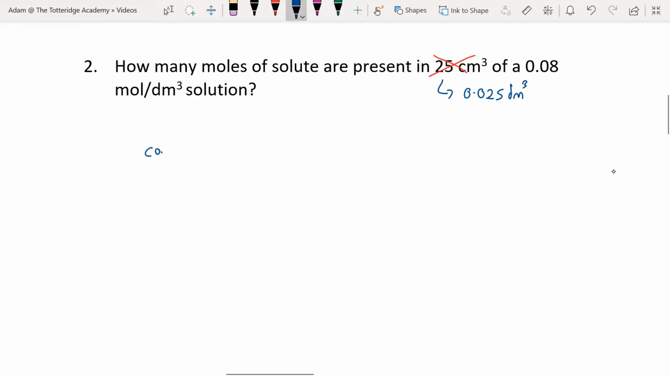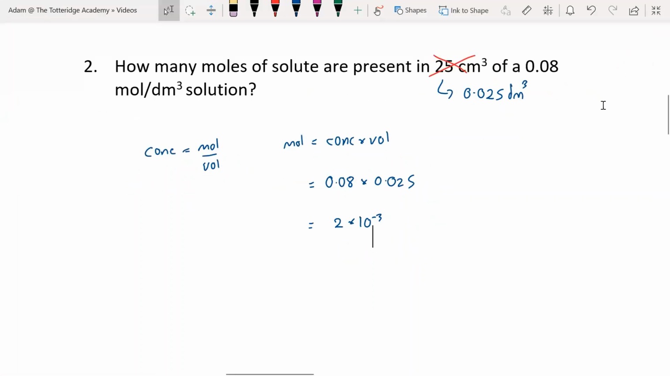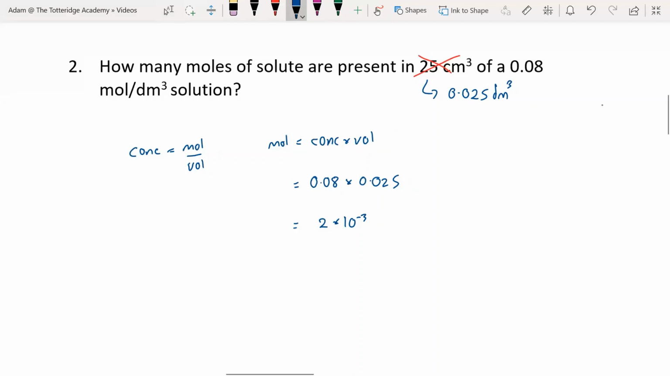So if concentration is moles over volume, and I want to work out moles, then moles equals concentration times volume. Therefore it equals 0.08, which is my concentration, times the volume, which is 0.025. When I plug 0.08 times 0.025 into my trusty calculator, I get 2 times 10 to the minus 3. That is absolutely perfect. There's no unit for that because it's just moles, which is just a number. Final one.